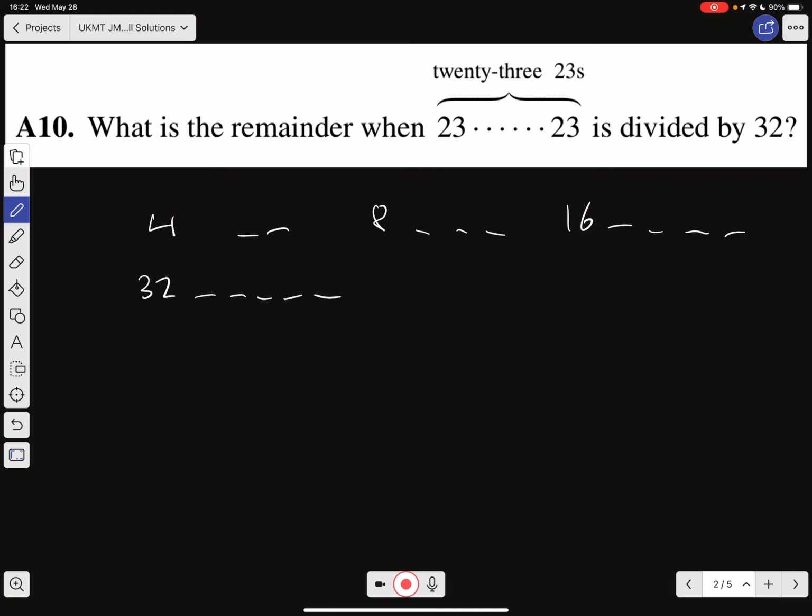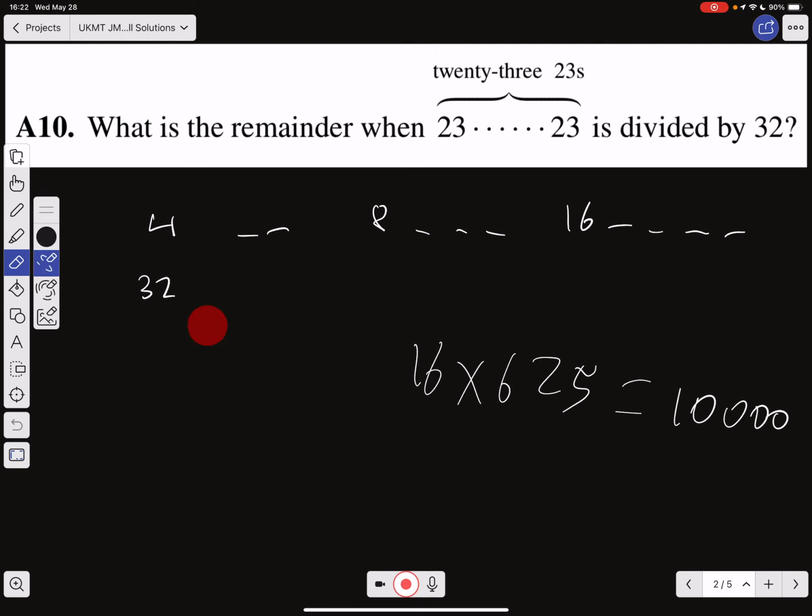Because for 16, we have 16 times 625. This is a multiplication you should all know how to evaluate because this is very important in divisibility. This is equal to 10,000, right? Well, we don't need to go up to 5 digits, I think.